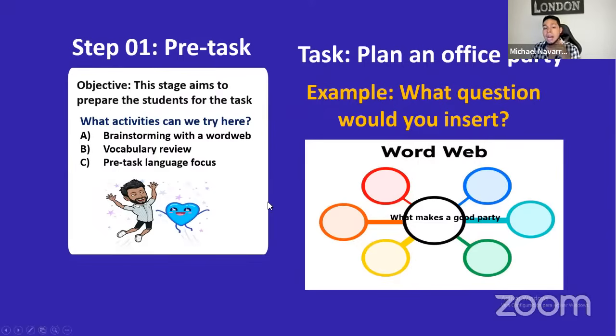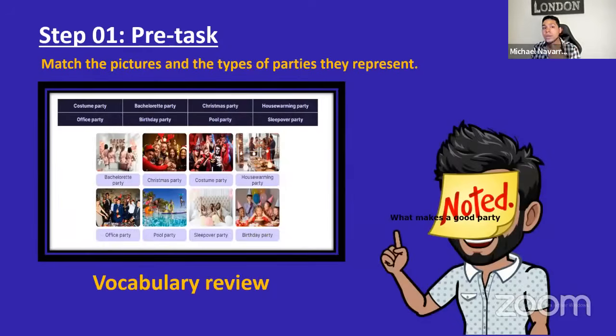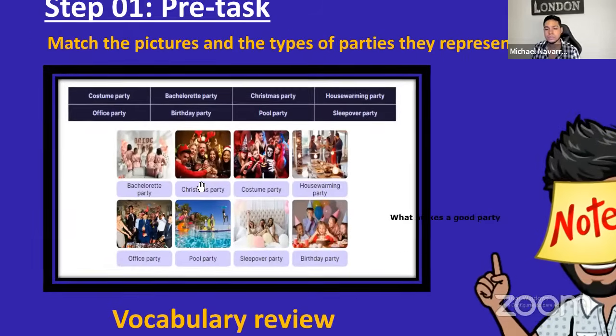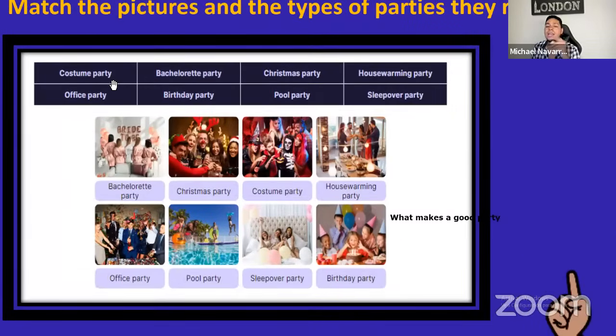But there are more. Apart from the brainstorming, you can also include a vocabulary review. This is one that I designed. Match the pictures and the types of parties they represent. So as you can see, we have a lot of parties, and students need to match the type of party with the picture. This is another activity that you can implement in the pre-task.